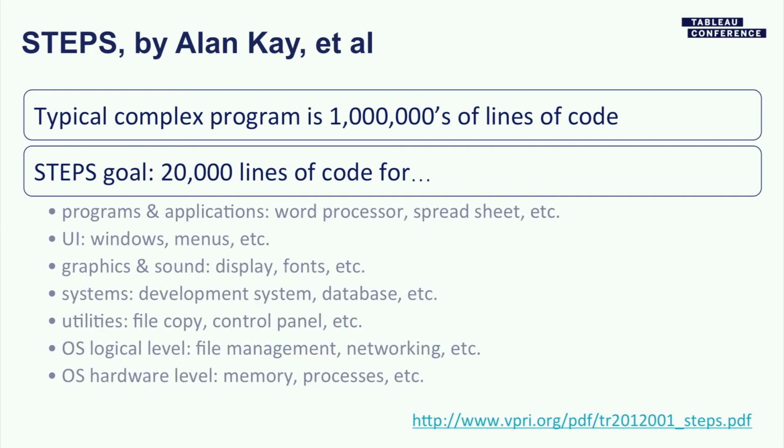However, what they wanted that 20,000 lines of code to do was pretty much everything. So they wanted to write a word processor and a spreadsheet and a browser and a whole UI framework and graphics and sound and the OS all the way down to the hardware level. And they wanted to do all of that in 20,000 lines of code, which if you're a programmer, sounds like a completely ridiculous thing. There's just no way you could do that much stuff in 20,000 lines of code.